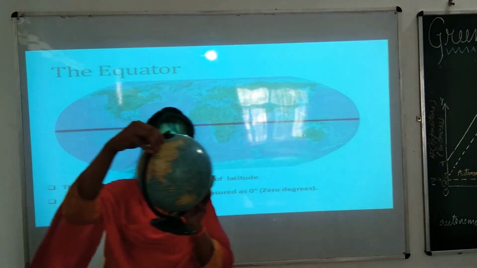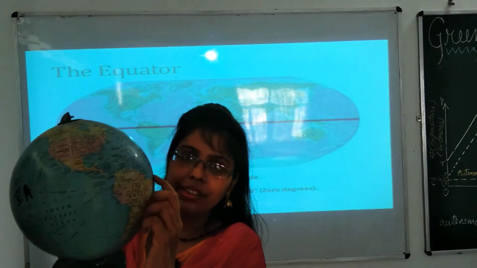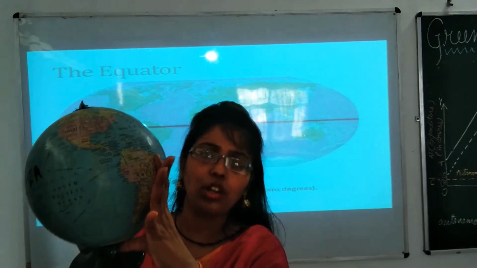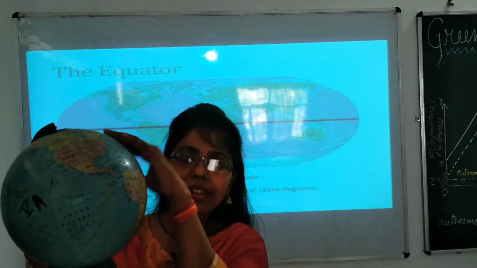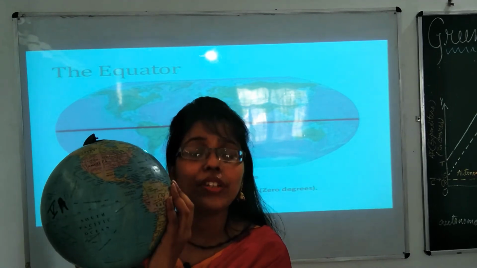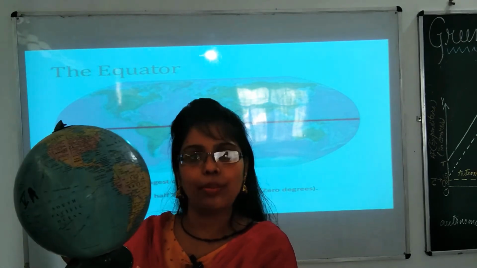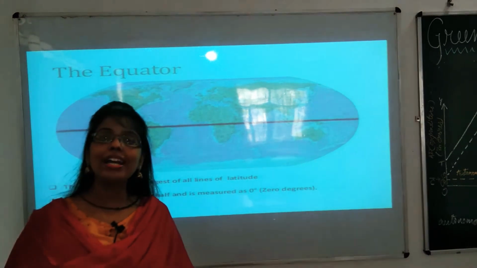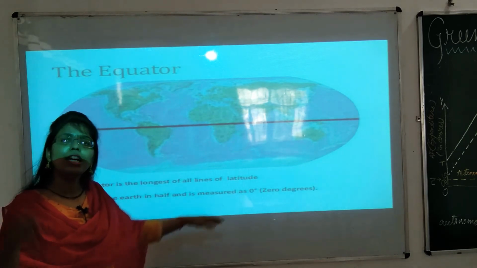Suppose this is a globe, and here is the equator, with the top being north pole and here being south pole. So equator has its own importance because it is dividing the earth. It's an imaginary line which divides the earth into equal halves, this being north and the down being south hemisphere. That is why equator has its own importance, and equator is the longest latitude. It divides the earth in half and is measured at 0 degrees.